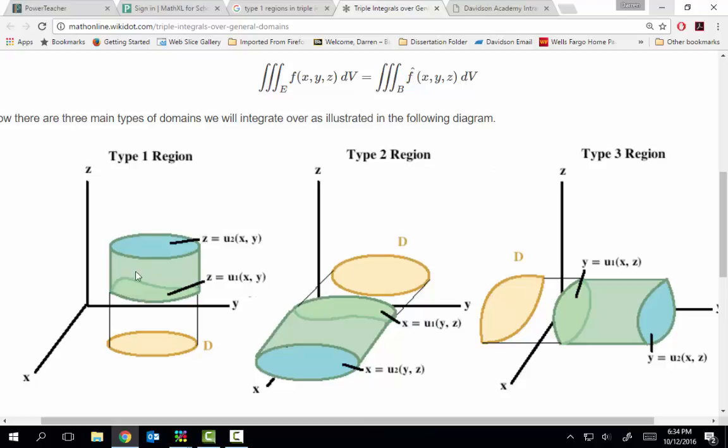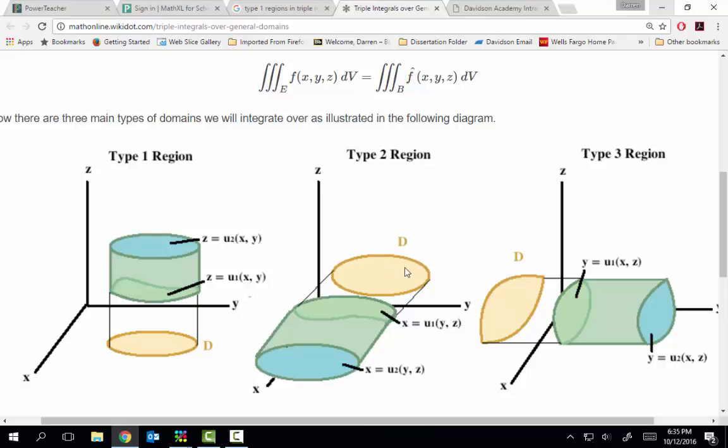Now, this chunk is this E right here. This f of x, y, z can be anything. It can be anything. But what's important is that we are defining the values that go into this function by virtue of this region right here, this E region. Okay, this is a type 1 region.